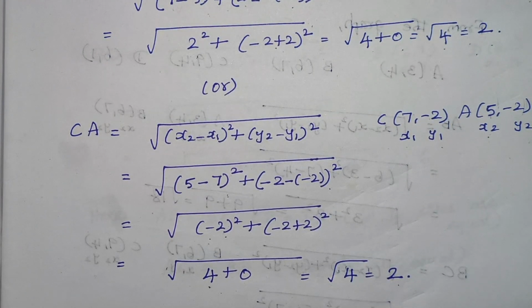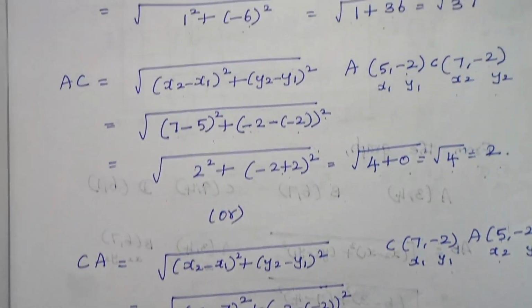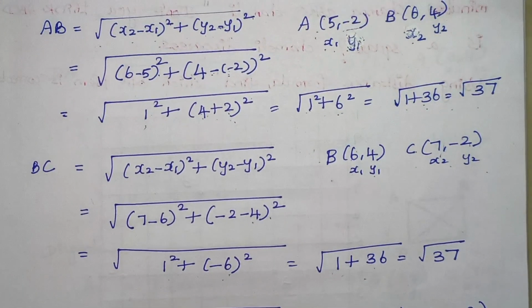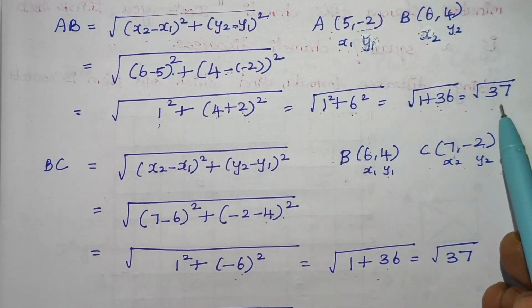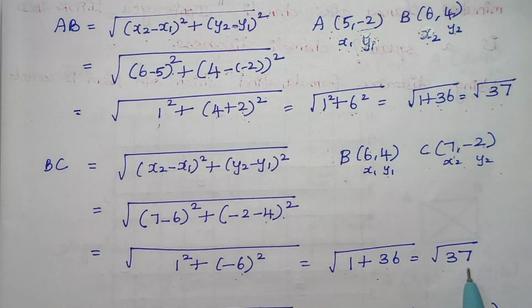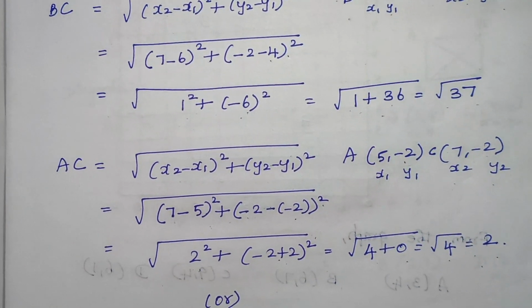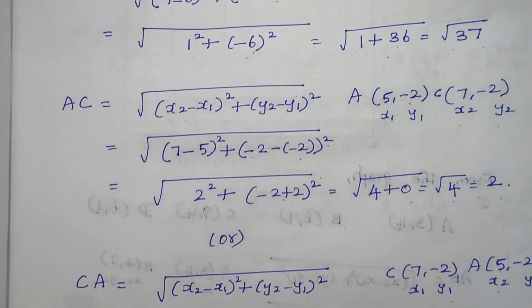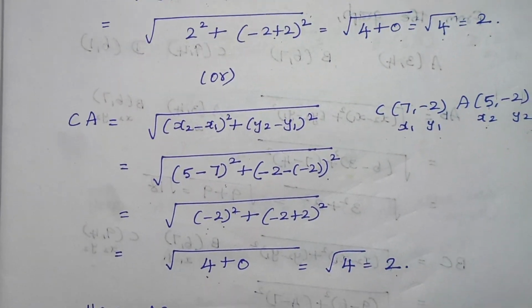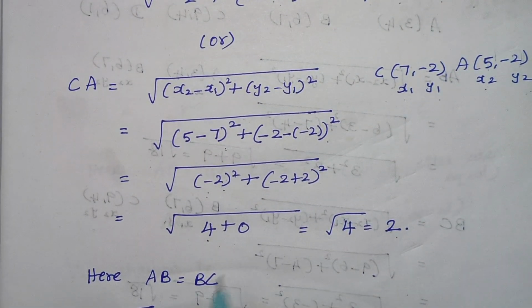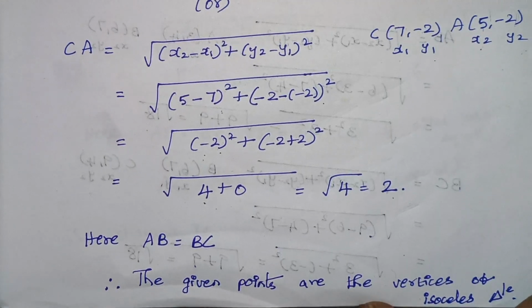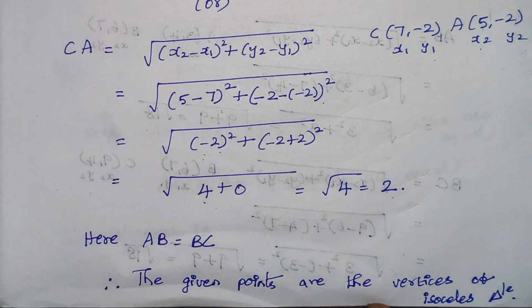So when you compare all the three sides, you see what happens. The value of AB is root of 37 and BC is also root of 37. But what about AC? AC is 2. Therefore, here the two sides are equal. Which sides are equal? AB is equal to BC. Therefore, the given points are the vertices of an isosceles triangle.